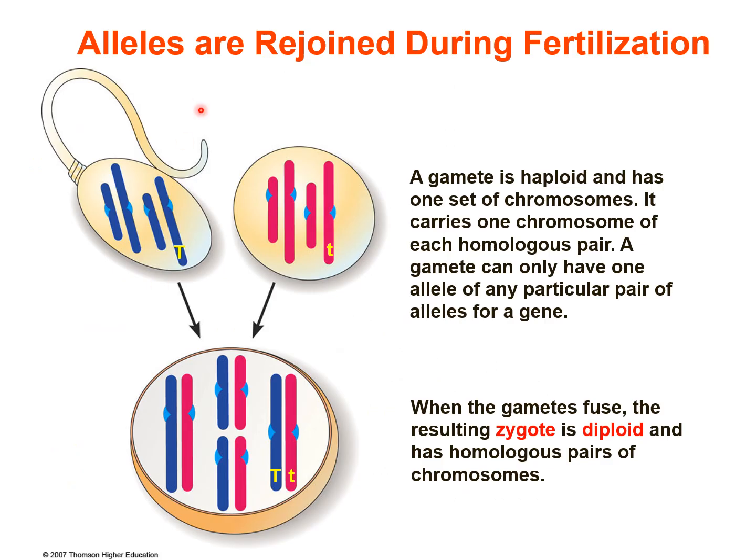Then when the sperm fertilizes the egg, these two alleles will be rejoined together, and our zygote, our fertilized egg, will be diploid again. So we have our haploid sperm and egg, which only have one copy of each of these chromosomes, but now they're diploid again. They've got a homologous pair again.